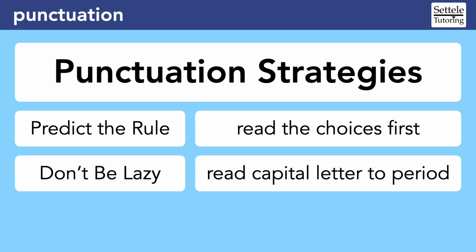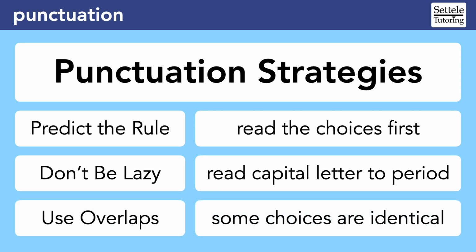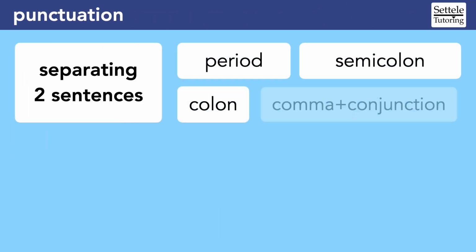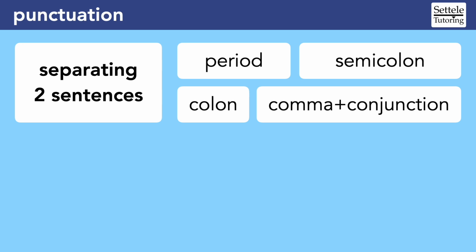When you're confused, you can sometimes use overlaps in the rules to help you eliminate answers. Since some punctuation marks have the exact same function, you can sometimes cross out answers that would be identical. Let's look at some examples of overlaps. The most important overlaps involve ways to separate two complete sentences. Periods and semicolons are almost always exactly the same. So if the answer choices contain options with a period and a semicolon with the exact same wording, you know that they are probably both wrong because they can't both be right.